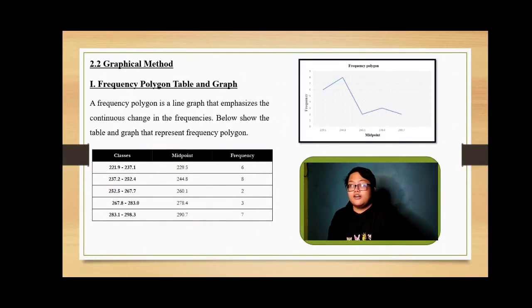So let's talk about the frequency polygon table. As you can see right now on the screen, we have the frequency polygon table. Nothing much needs to be explained, other than the frequency on the left, showing how much frequency there is, and right here we have the midpoints that were calculated. So this is how we calculate the frequency polygon.